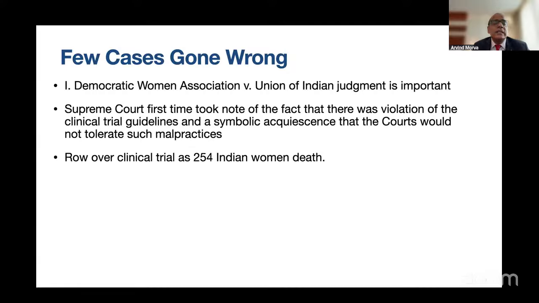First, the Democratic Women Association versus Union of India judgment. The Supreme Court for the first time took note of the fact that there was gross violation of the clinical trial guidelines and a symbolic acquiescence that the court must not tolerate such malpractices, and the row over the clinical trial with 254 Indian women deaths.